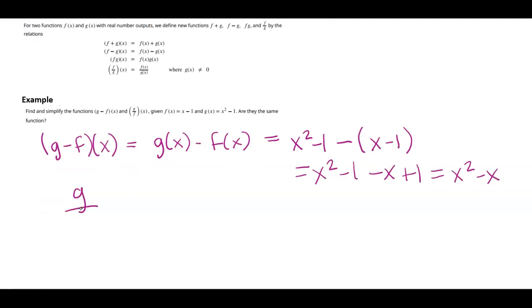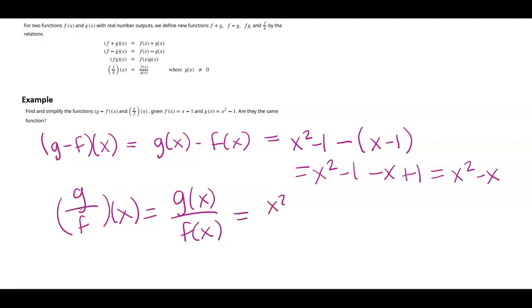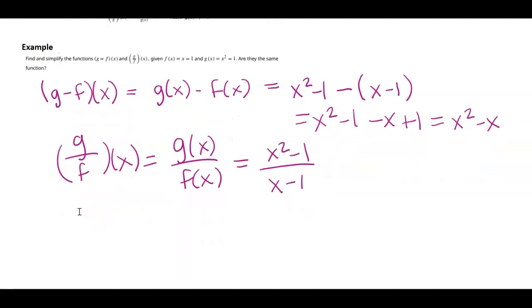If I see this notation, then that means to take g of x over f of x, or x squared minus 1 over x minus 1. And then remember, my denominator can never be 0, so x cannot be equal to 1.